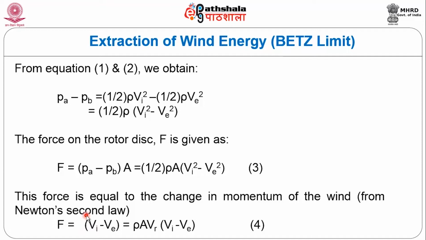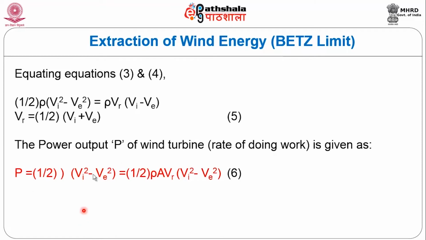Now, we are equating equations 3 and 4, as both are force, and we get V suffix R equal to half of V I plus V E, which is equation number 5. The power output of the wind turbine, the rate of doing work, is given as P, equal to half into mass flow rate into V I squared minus V E squared, equal to half rho A V R into V I squared minus V E squared, which is equation number 6.